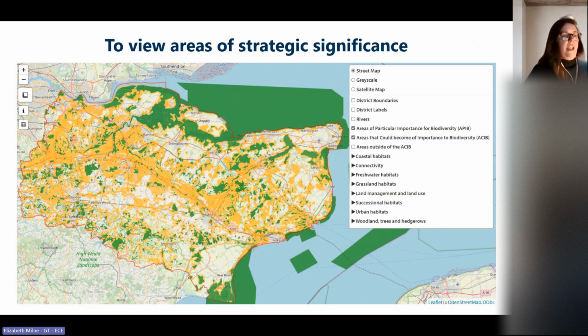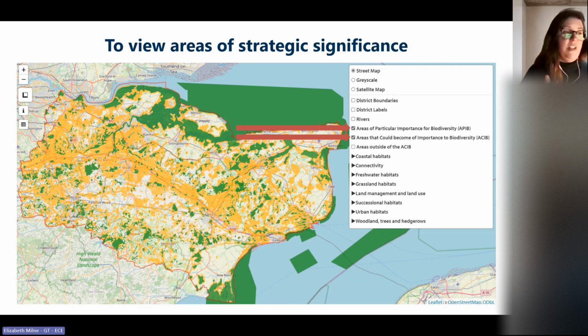So in terms of viewing the areas of strategic significance on the online mapping tool, you first of all get up your mapping layers again and you select the areas that could become of importance for biodiversity, which will bring up yellow mapping. And then you also click the areas of particular importance for biodiversity, which is indicated by the green. And these collectively, these green and yellow areas together, are the local habitat map for Kent and Medway, and they denote the areas of strategic significance.